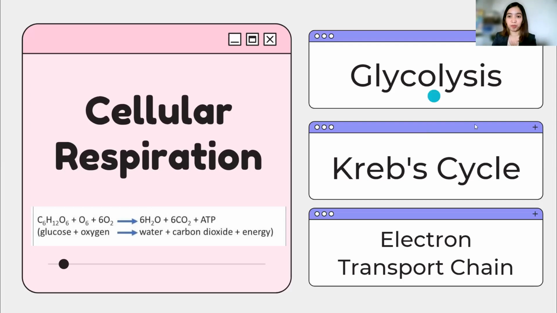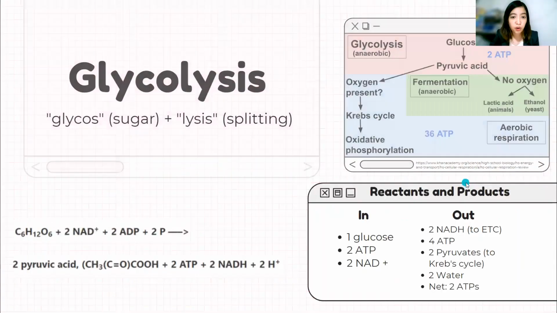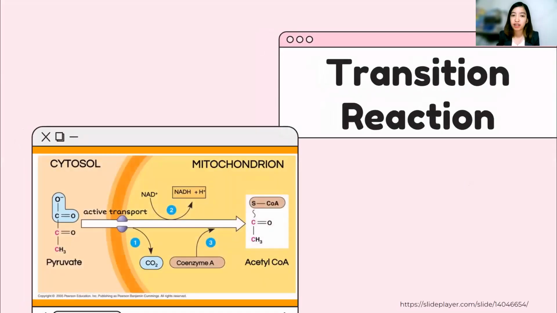yung topic na to. So, ayun, napag-usapan din natin nung nakaraan na yung glycolysis ay nangyayari sa cytoplasm, pati na rin yung transformation ng pyruvate into acetyl-CoA, while yung Kreb cycle ay nangyayari sa ating mitochondrial matrix. And yung electron transport chain naman ay nangyayari sa mitochondrial inner membrane. So, before tayo mag-proceed sa Kreb cycle or the second pathway, meron munang transition reaction na nangyayari. Ito ay nangyayari sa ating cytoplasm.